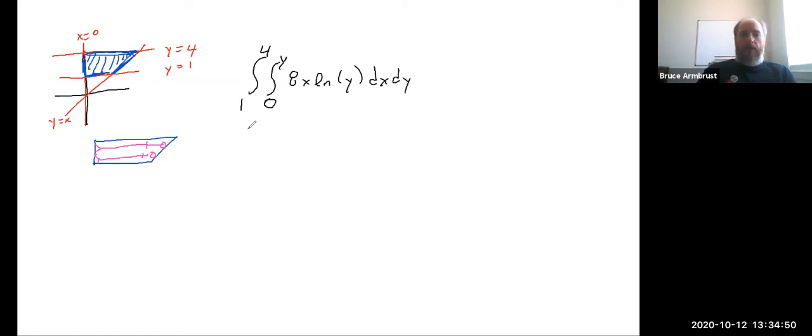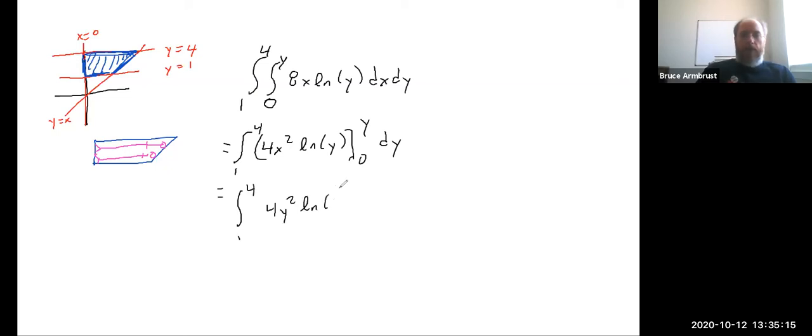So I don't know how far I want to take this. Well, at least do the first one. So the 8x, when we integrate with respect to x, becomes 4x squared. And we need to evaluate that at 0 and y. So we now have the integral from 1 to 4 of 4y squared natural log of y dy, because when we plug in 0, that of course goes to 0. And this is where I'm going to stop because of the aforementioned laziness.